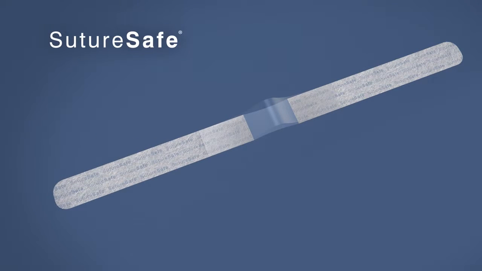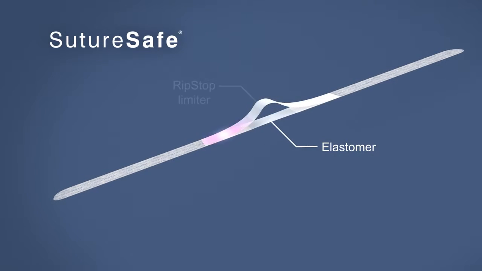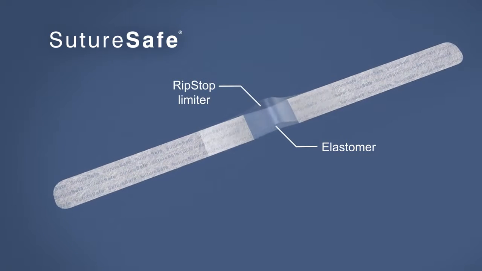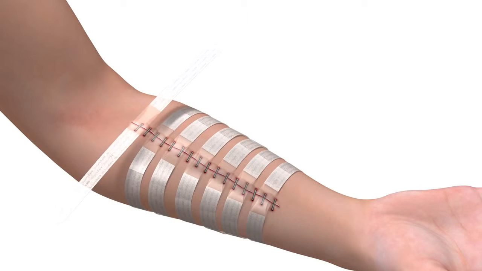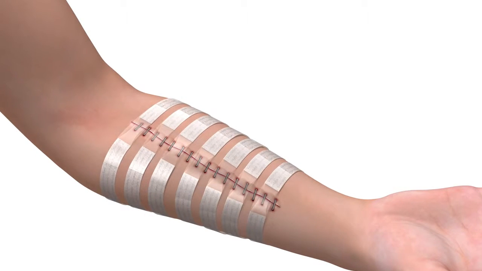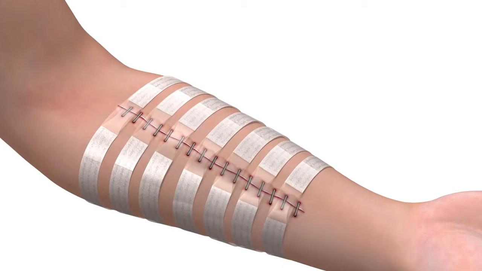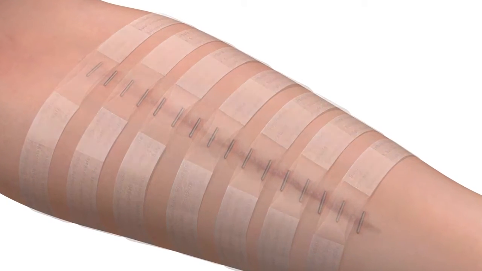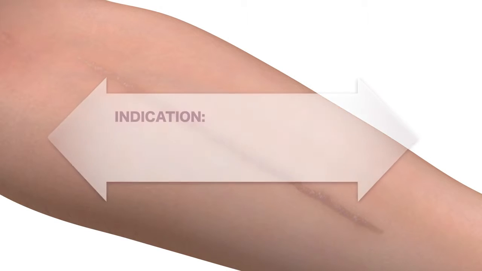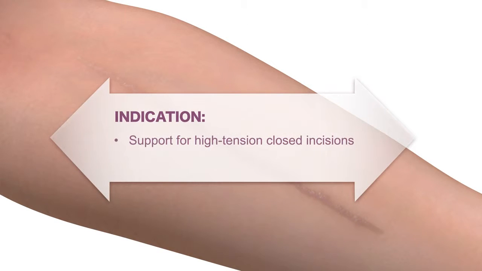SutureSafe uses the same elastomer technology as DynaClose with a clear, non-stretch limiter to support closed incision lines and prevent dehiscence of the wound. During application, the strip is stretched until the ripstop is flat. Then the device is applied across the closed wound. This product provides a simple means of supporting a closed incision line to reduce pain, prevent dehiscence, and mitigate scar formation.